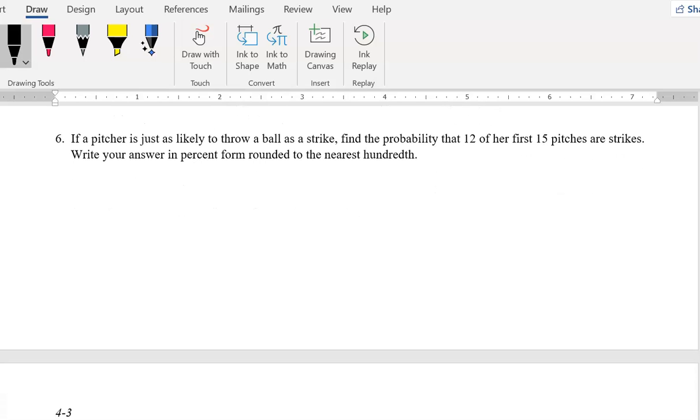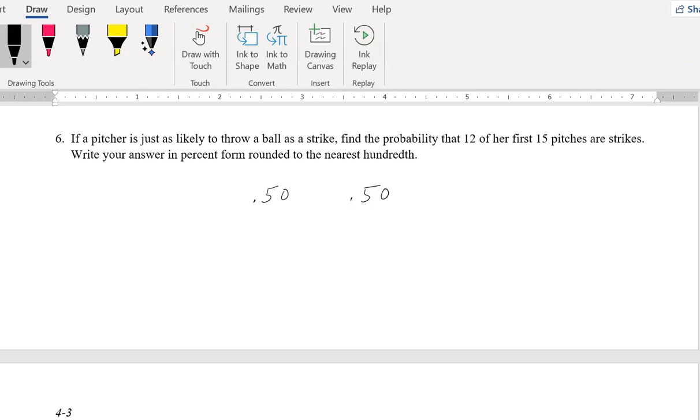So number 6 is another binomial theorem. We call it the binomial probability. A pitcher is just as likely to throw a ball as a strike. So that means we have a 50-50, 50% throwing a ball, 50% throwing a strike. So I'm just going to write down the two possibilities. There's always two possibilities that add up to 100% for these binomial probability problems.